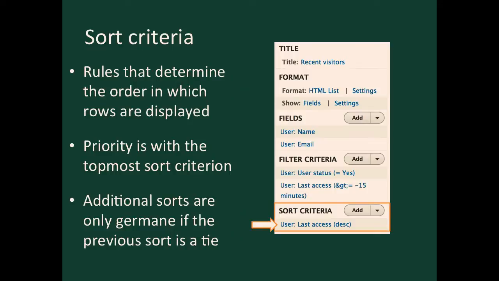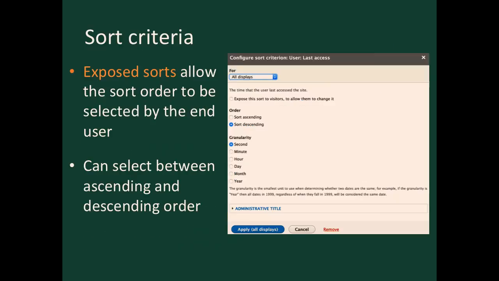So if we click on the configuration for a sort criteria, we get modal configuration for that, which has a couple things. Exposed sorts work similarly to exposed filters. If you expose a sort, then in the form that you get at the top of the view, the end user is able to select which value in the sorting column that they would like the view to be ordered by. You can change the sort order, whether or not we should sort ascending or sort descending on this particular value.